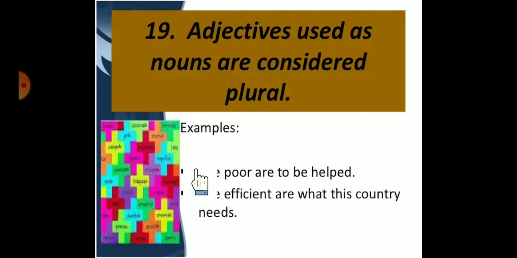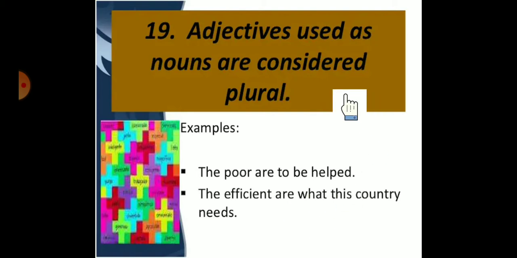Okay, let's say for example, the poor are to be helped. The poor. Poor is a quality of the person, so it is an adjective, but poor is taken in the form of a noun. So with this poor in the form of a noun, which verb do we have to use? Yes, we should use a plural verb. Are is used here. The efficient are what this country needs. The efficient means very perfect ones in a quantity manner. Then which form of the verb is used with the efficient? Are, because here the adjective efficient plays the role of a noun. So that's why are is used here according to this rule.